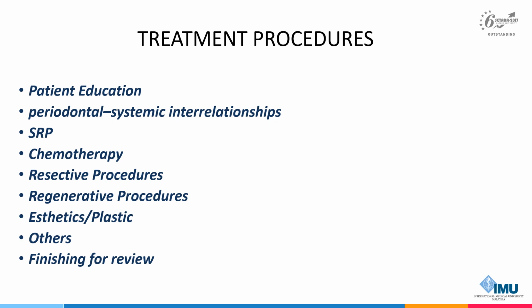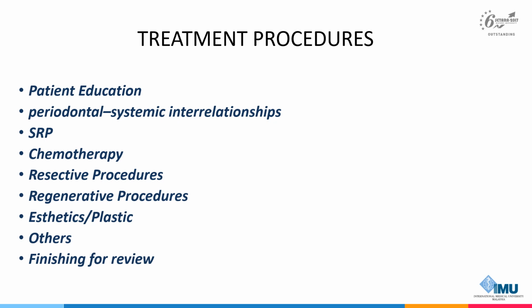Treatment procedures. It can start with patient education, training in oral hygiene procedures and counseling on the control of risk factors, followed by management of any periodontal-systemic interrelationships, removal of supra and subgingival bacterial plaque, biofilm and calculus by comprehensive, meticulous periodontal scaling and root planing. It can be followed by chemotherapeutic agents, either local or systemic, used as appropriate to reduce, eliminate, or change the quality of microbial pathogens or to alter the host response.